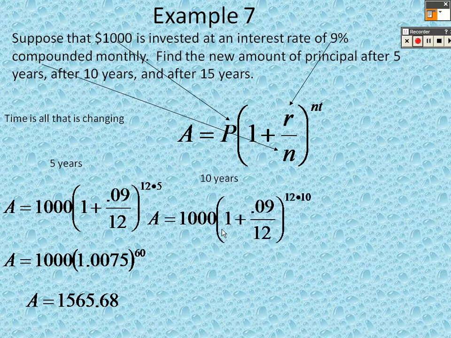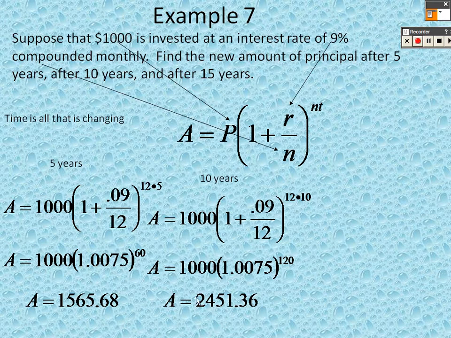What about after 10 years? Well, everything's the same. Nothing changed except that 5 is now a 10. So nothing changed here except that 60 is now 120. And over 10 years, since I put $1,000 in, I made about $1,451, which isn't bad for 10 years, but that's only because I only put in $1,000.